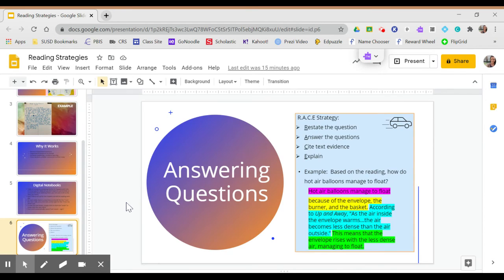Another reason we definitely want to be using these types of notes is because it's very helpful when it comes to answering text-based questions. When we're answering questions, whether it's with me or on an assignment or a packet or a quiz or anything, anytime we're answering text-based questions, we want to make sure we're answering them completely. What we call that is the RACE strategy. We start by restating the question. We do that always to answer in complete sentences.